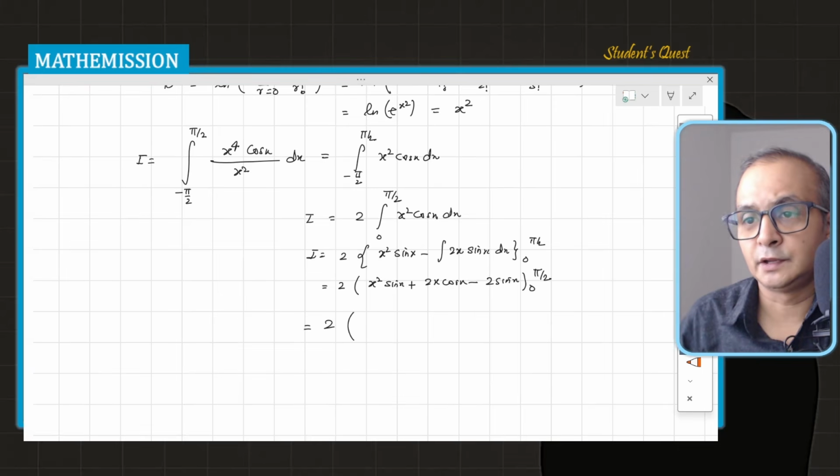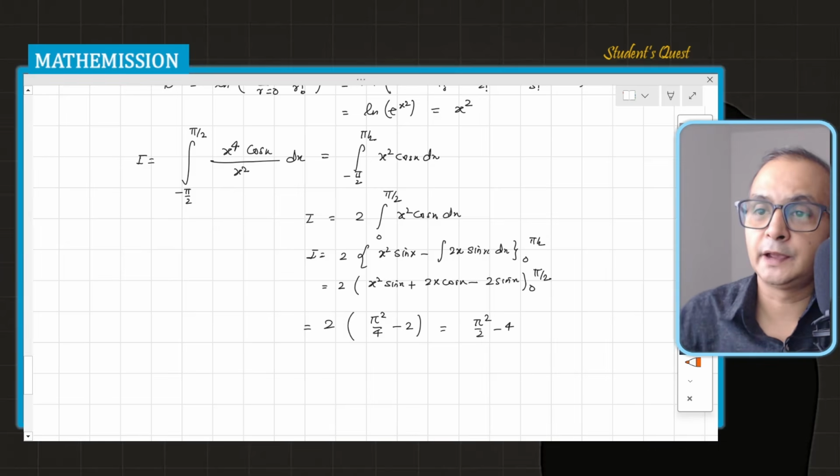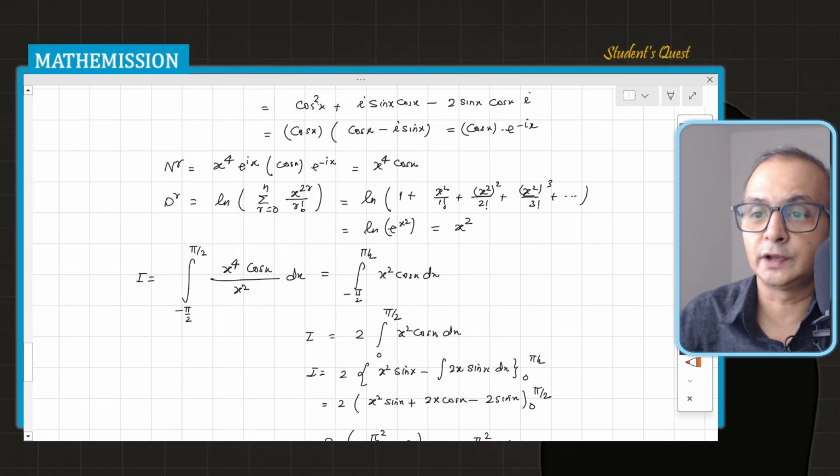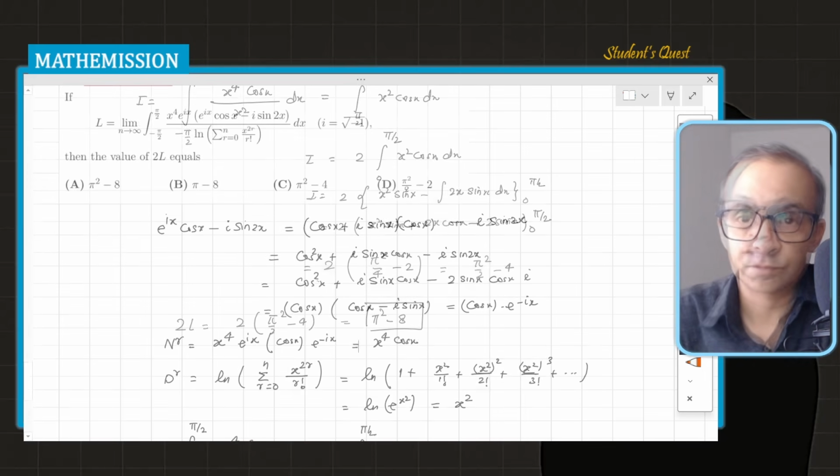So that is going to be pi squared by 4, sine pi by 2 is 1, cos pi by 2 is 0, and again sine pi by 2 is 1. So this is going to be minus 2, and at 0 every term will be 0. So this is going to be pi square by 2 minus 4. But I have to find out the L, okay, so this is L, not, okay, I have to find 2L. So 2L is going to be twice of pi squared by 2 minus 4. So my answer is pi square minus 8. So this is the answer.